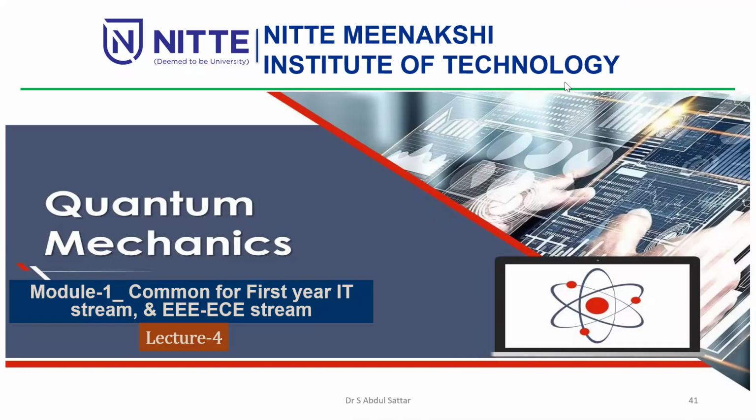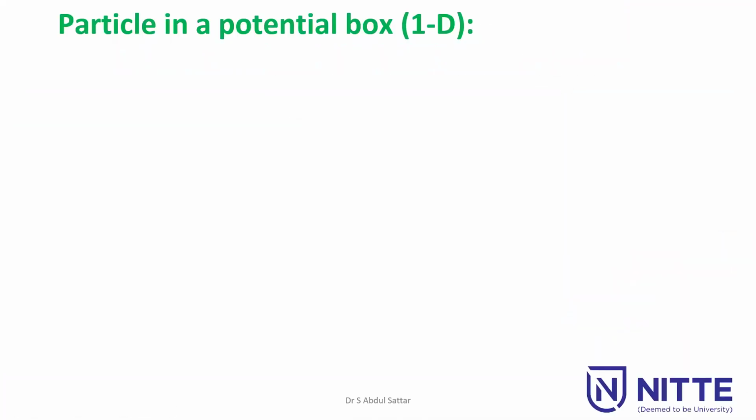If you take a free particle, it means the potential energy is zero. So it is moving freely, meaning the potential energy is zero. In its path, there is a region which has some potential energy. The particle can't move into that region. That region acts as a barrier to this particle.